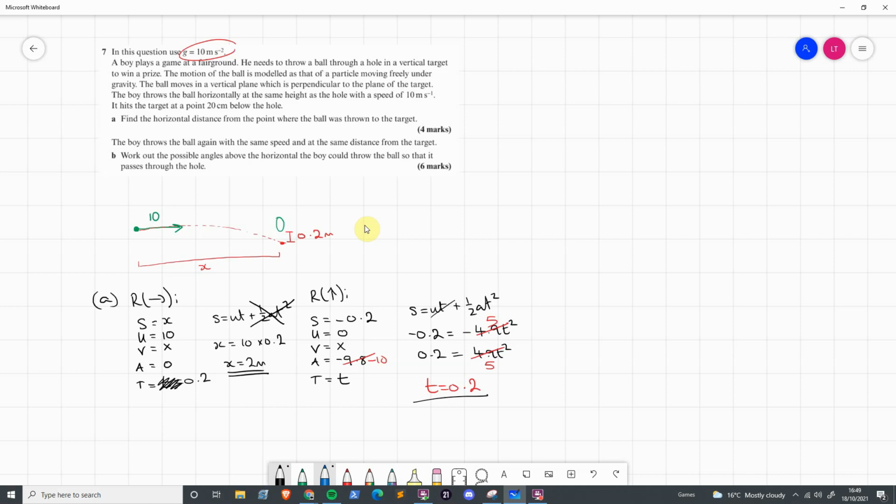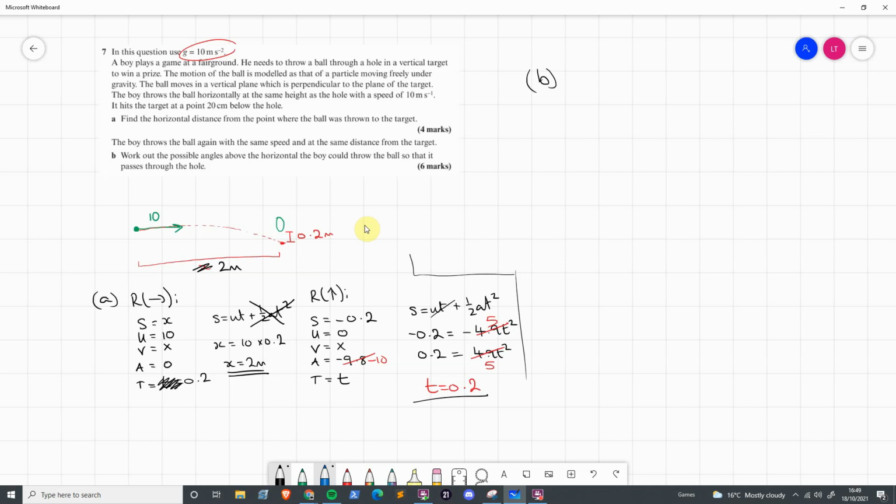Well, x equals 2. So in fact, he is 2 meters away from his target. So that's the answer to part A. Okay, part B. Can use this same diagram, I think.